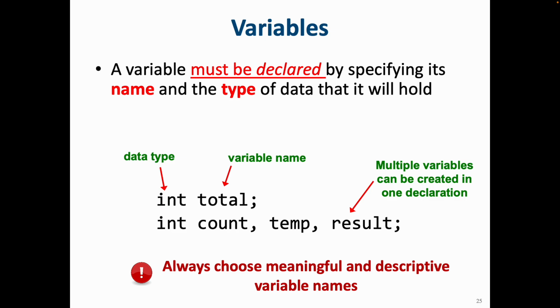By declaring its type, Java knows how much space is needed in the memory for that variable. And if you need to declare multiple variables, you can either write them in separate lines, or you can write them in one line. When you do that, it means that count, temp, and result are all integer variables. We can do all of them at once, but you should put a comma instead of a semicolon at this point.